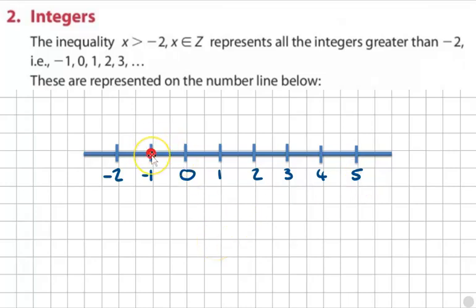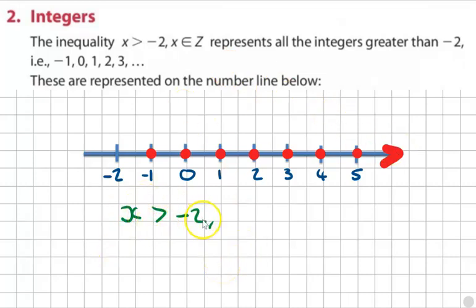And I'm going to put my first dot, or my first nose, at -1 because I'm told that x is greater than -2. So I'm not putting a dot or a nose at -2. I'm putting it at the next, bigger number. And then I'm going to put a nose at 0, 1, 2, 3, 4, 5, and very, very important, my arrow. So again, notice that the arrow and the inequality sign are pointing to the right. They both point the same direction.